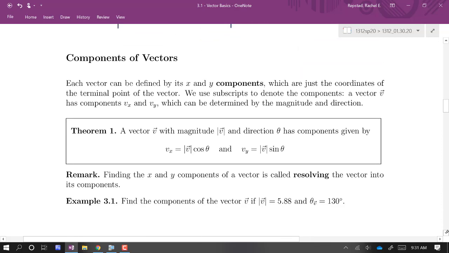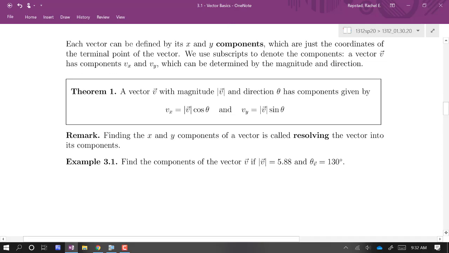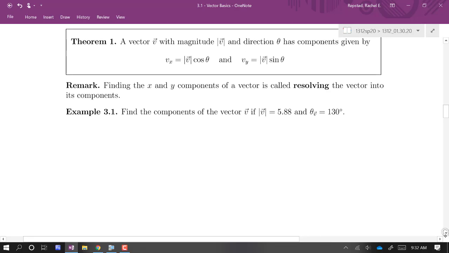We can find components of vectors. The x component is just the x coordinate where a vector ends, and the y component is the y coordinate where the vector ends. We find the x component by taking magnitude times cosine of theta, and the y component is magnitude times sine of theta. These are both derivable, and we did it last semester just by drawing the right triangle in the plane, dropping down a perpendicular, and using SOHCAHTOA. When we find the x and y components, we say that we are resolving the vector into its components. You might see that term come up in some of the problems that you do.